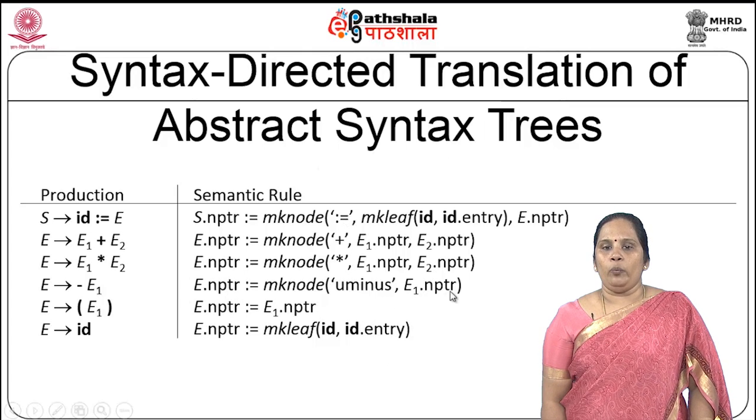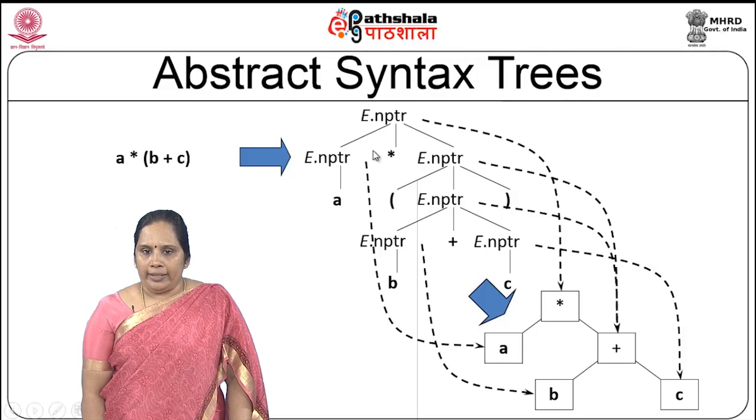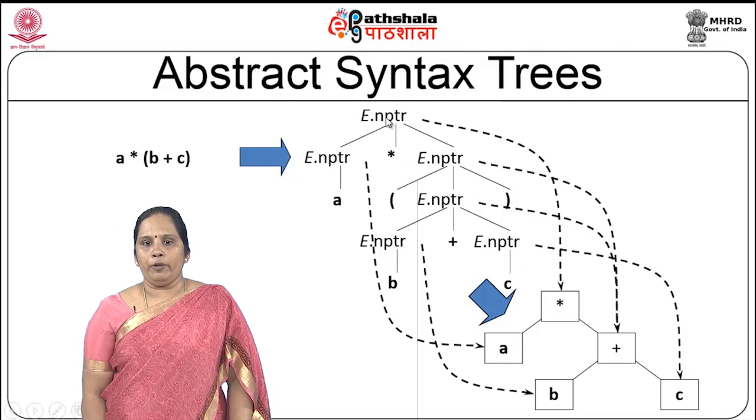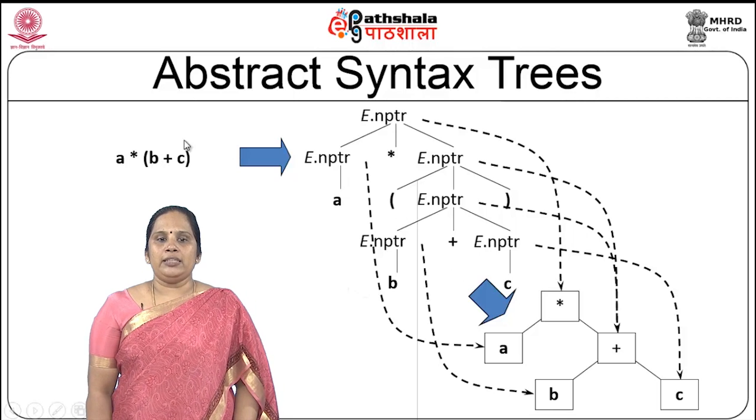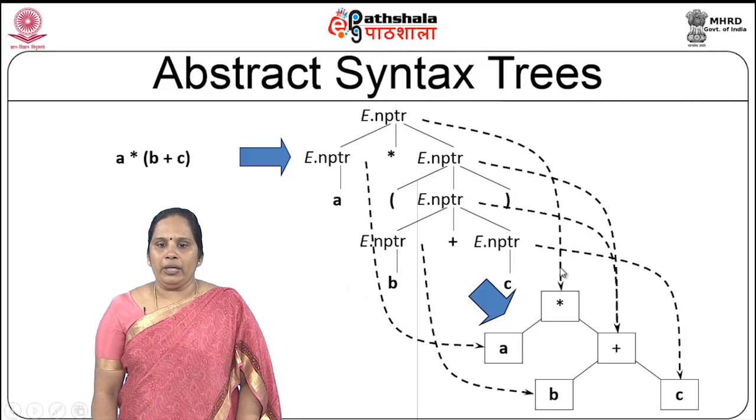So this is the way an abstract syntax tree is basically represented. Now this is what has been shown graphically. So E produces E star E. I can expand this as a derivation tree: E produces E star E, and then parenthesis E close parenthesis. Again the inside E is nothing but E plus E, where each E corresponds to a, b and c respectively.